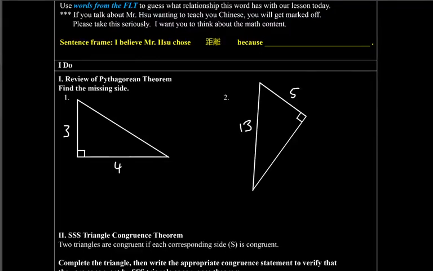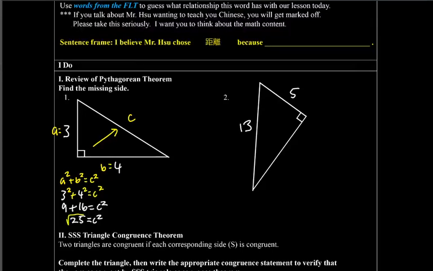So remember, you can choose either side as A and B. I'm just going to do that as A, this as B. And then remember, this is the hypotenuse, so that's our C value. So formula, a squared plus b squared equals c squared. A is 3 in this case. B is 4 in this case. C is the one that we don't know. We can square root this. And C is 5. Okay, great. Now let's look at this one.